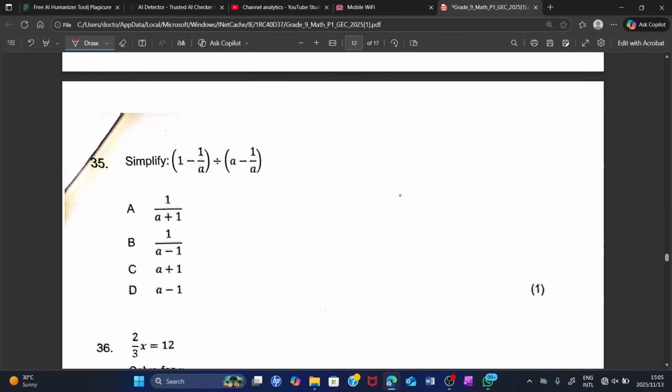Let's look at this. Simplify. Start with the fraction first. It will be a minus 1 over a. Let's say divide by a squared minus 1 over a. Okay, so now let's interchange them. A minus 1 over a. You multiply here, you interchange.